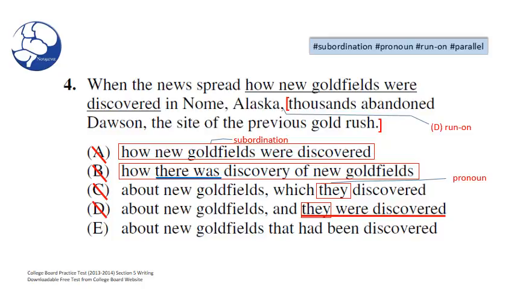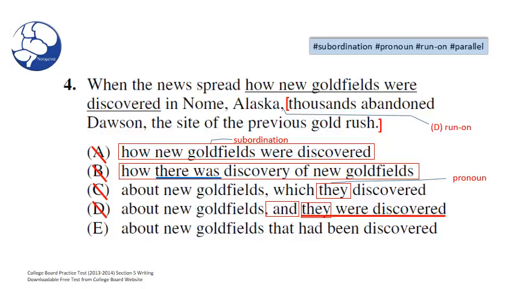If we want to use a comma to combine these independent clauses, we would need the additional help of a conjunction after the comma, but we don't have one. Another error in the sentence is that it doesn't follow a parallel structure. Let's read this question again with choice D. When the news spread about new goldfields, comma, and they were discovered in Nome, Alaska, thousands abandoned Dawson, the site of the previous gold rush.